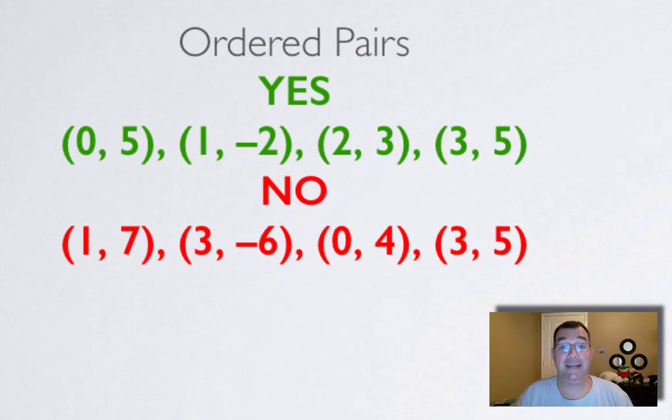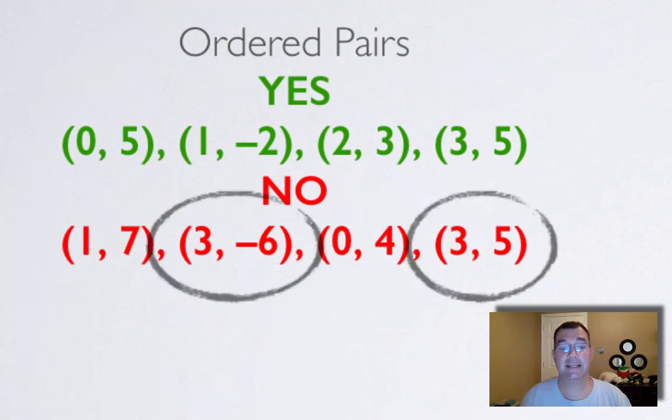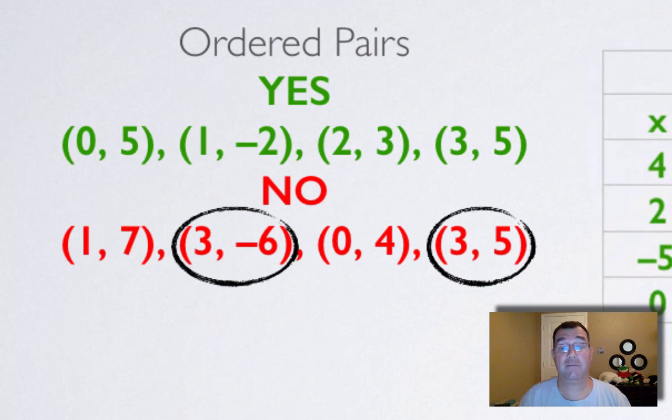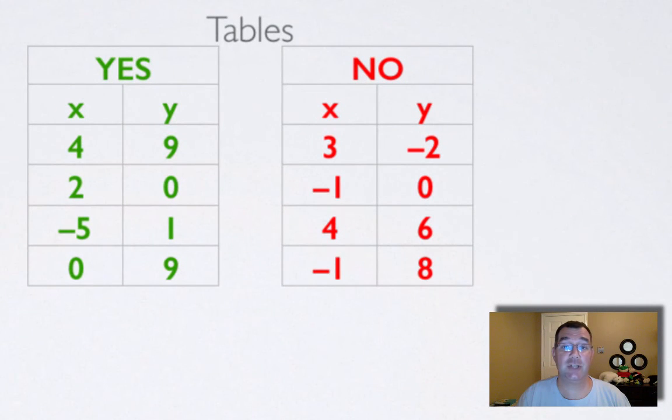We're looking for a repeated x, not a repeated y. So if I'm looking at ordered pairs and I look at the green ones, all of those x's are different. But if I look at the red ordered pairs, I see that an x of 3 is used twice. So that second one is not a function because the same x goes with two different y's, and that can't happen with a function. It's still a relation, it's just not a function.